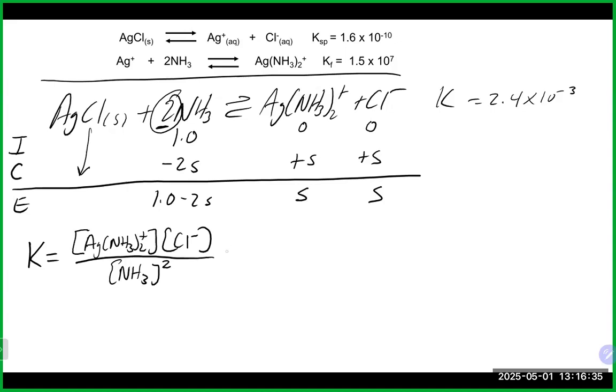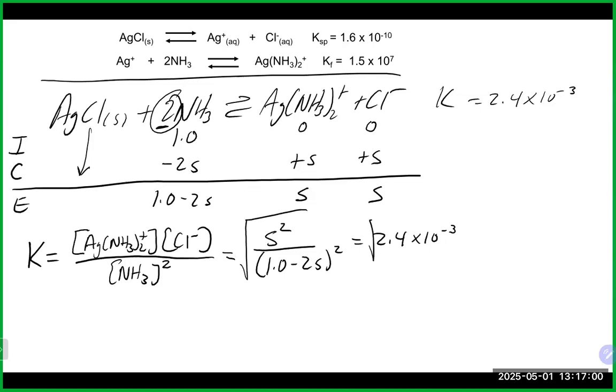So we're going to put our numbers into here, and that's going to give us basically s squared up on top. It's going to give us (1 minus 2s) squared on the bottom, and that's going to equal 2.4 times 10 to the minus 3. So like normal here, we do want to solve for S, which is the molar solubility. And hopefully you could see the easy way to do it, which is just a big old square root on both sides, right? It is a perfect square on both sides. That's going to give us an S on top, and 1.0 minus 2s on the bottom.